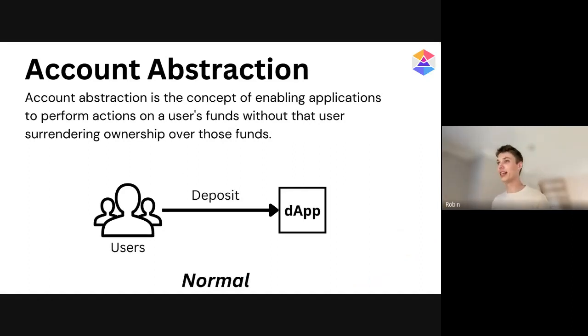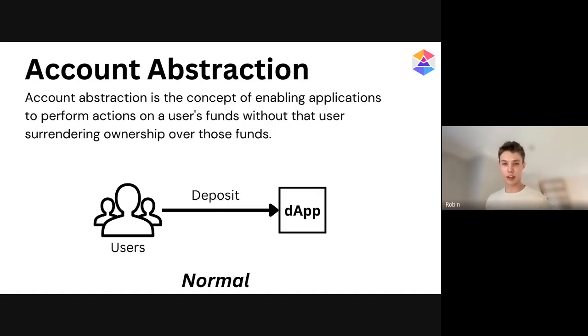The first key concept that I need to explain for you to get the concept of Abstract as a product is account abstraction. And it's been making a lot of headlines in the Ethereum ecosystem. And if I were to explain account abstraction, I would say that it is the concept of enabling an application to perform actions on a user's funds without that user surrendering ownership of those funds.